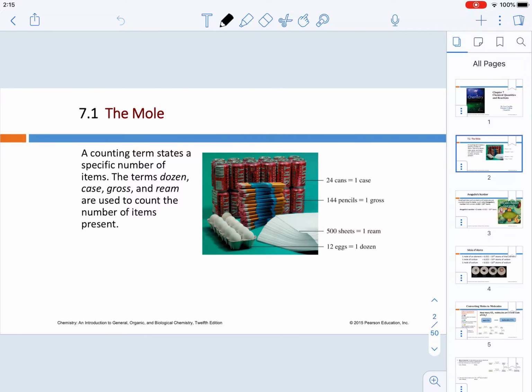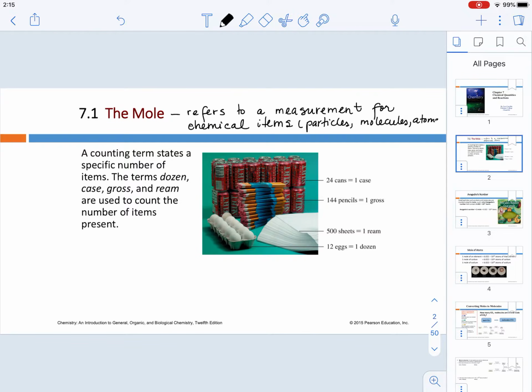When it comes to chemical quantities, we need to discuss the concept of the mole and understand that the concept of the mole refers to a measurement for chemical items. For example, particles, molecules, atoms, etc. So, how can we relate the concept of the mole to something that we utilize every day?